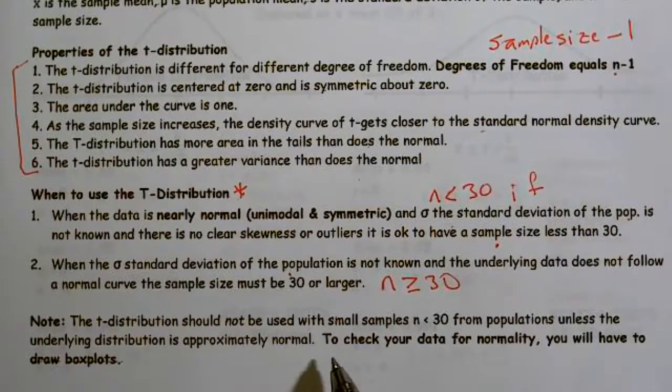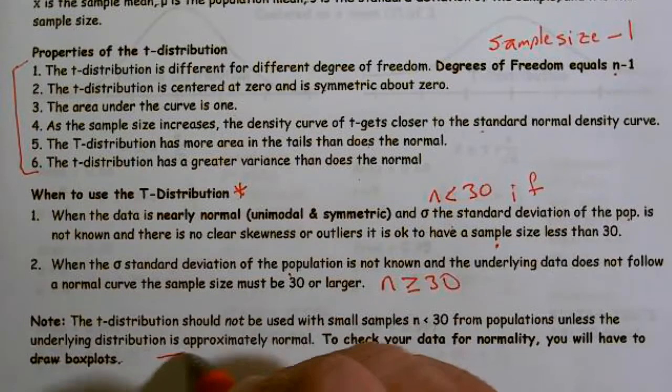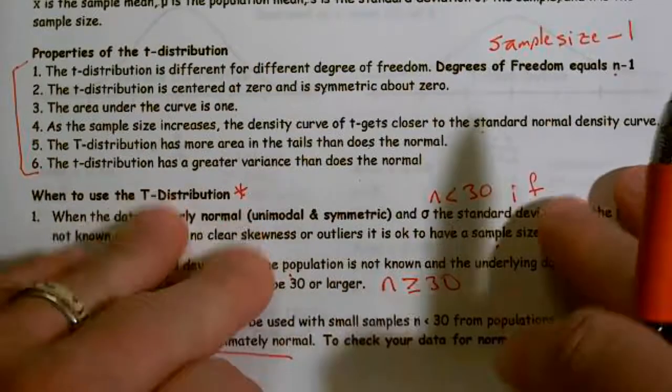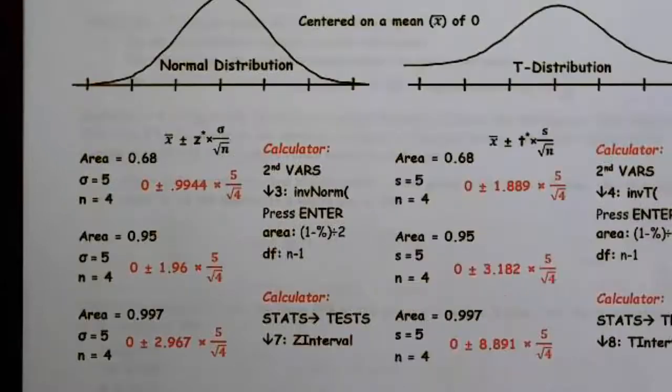The t-distribution should not be used with small samples unless the underlying distribution is approximately normal, all right? So basically we can use a t-distribution when we don't know the standard deviation of the population and our sample size is 30 or larger, or if the underlying population is approximately normal. So that's fairly similar to when we can use the standard deviation of means. Okay. All right.